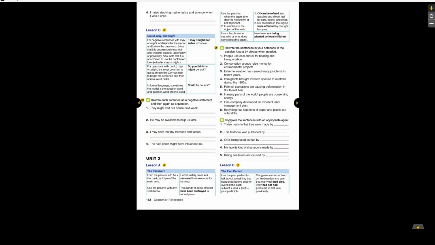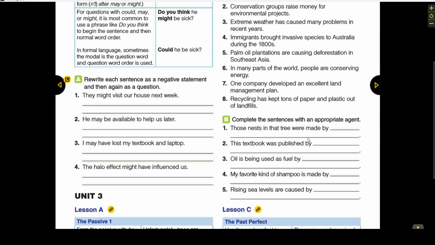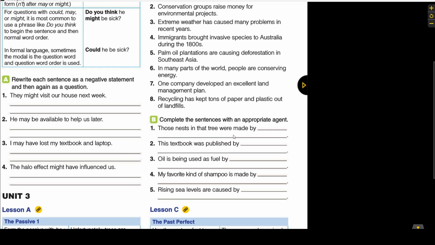And it says here, complete the sentences with an appropriate agent. Those nests in the tree were made by... Okay, this is where you can write whatever you want. So let me zoom in. This is another part where you can use the comment boxes, right in the comment box. These nests in the tree were made by birds, or maybe a certain type of bird.